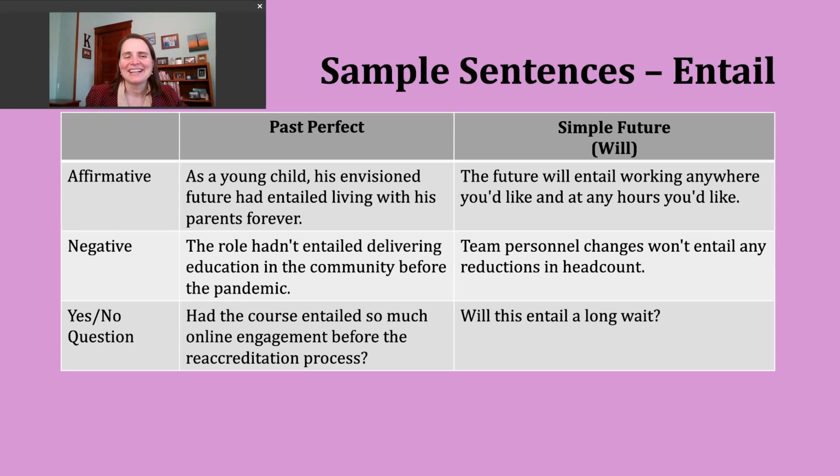Okay? Now, let's talk about making negative sentences in the past perfect. To do this, again, we start with our subject. We're going to use had not and then the participle form of the verb. You might also hear or see the contraction hadn't for had not. I've used that in my example. The role hadn't entailed delivering education in the community before the pandemic.